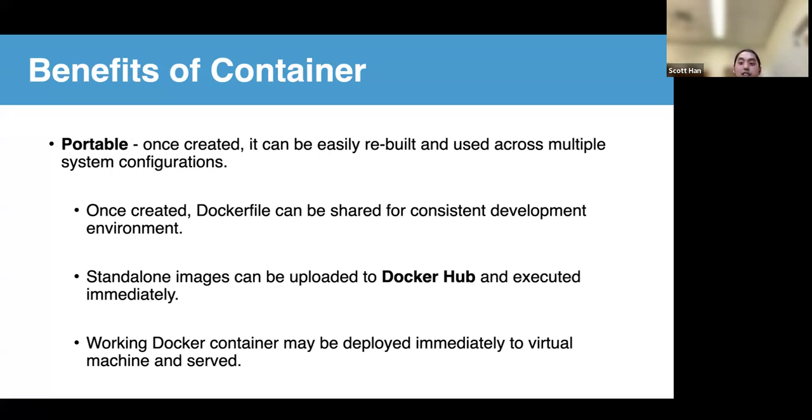Standalone Docker images that do not depend on multiple containers can be uploaded to Docker Hub and run immediately as well. So if you have a simple program, then you can just compact everything into a single Docker command and have it run on your pipeline or application or whatever. And if you want to, you can have your running Docker container packaged and uploaded onto a virtual machine and served for the public as well.